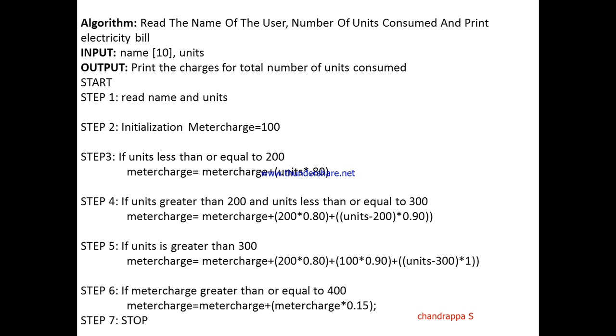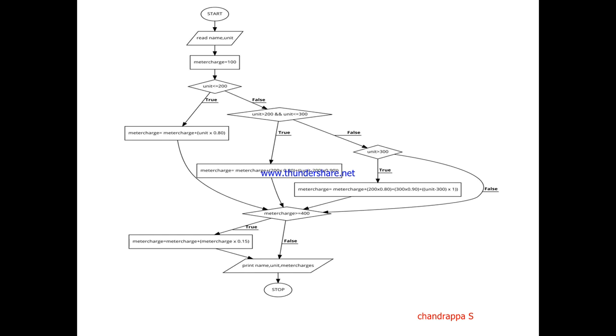Then stop the process. This diagram shows the graphical representation of the algorithm. First, read the name and units consumed. Then initialize the compulsory charge. After that, check whether units consumed is less than or equal to 200.